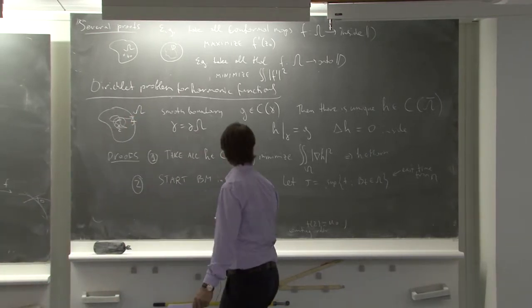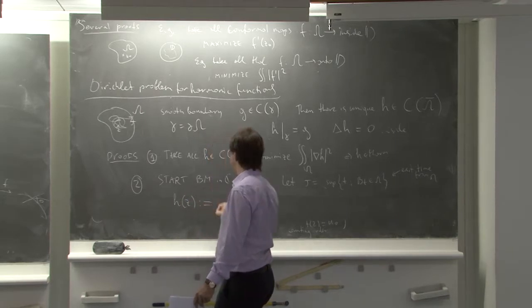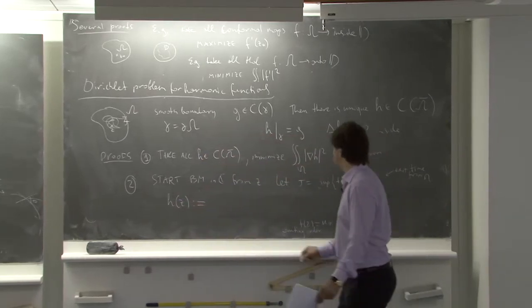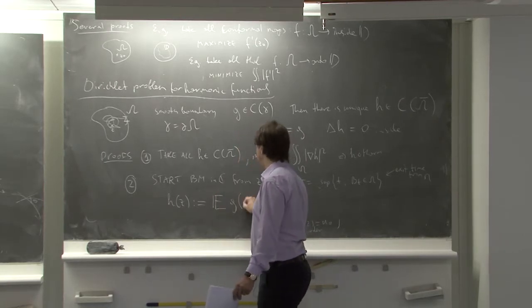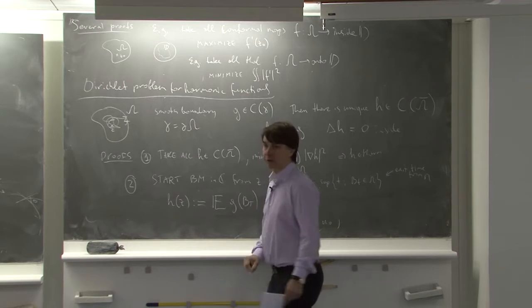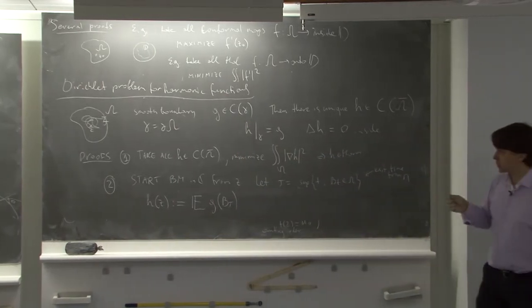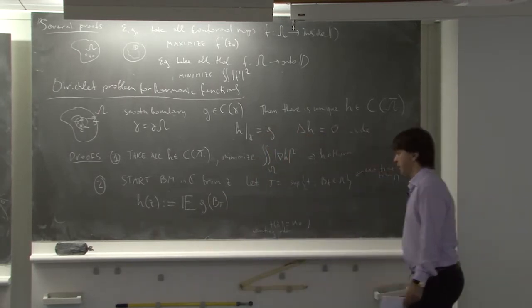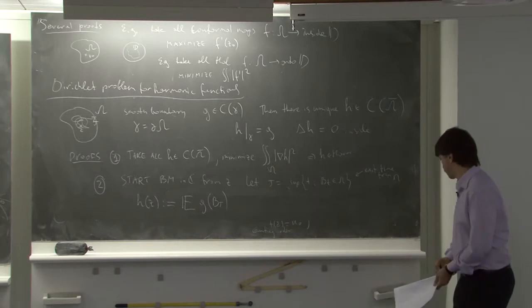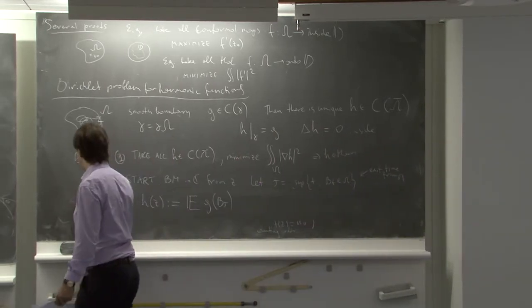What is true is that you can take h of z to be the expectation of g at b_tau. So you run the Brownian motion till it hits the boundary, you sample the function g there, and you take the expectation. This is the approach of Kakutani. This is the Japanese mathematician Shizuo Kakutani.